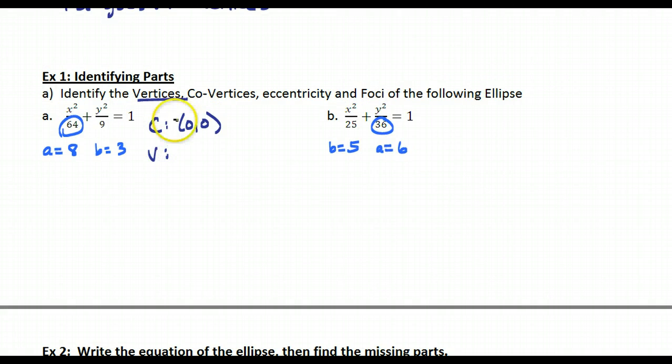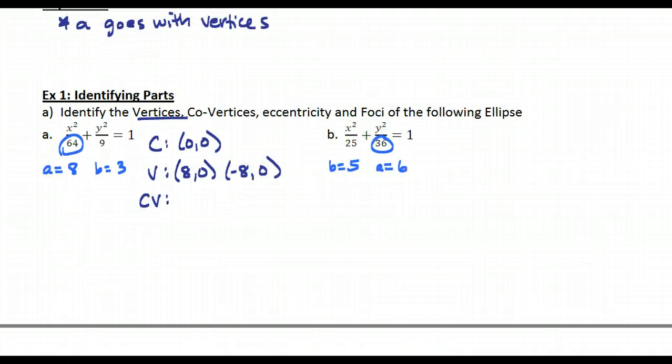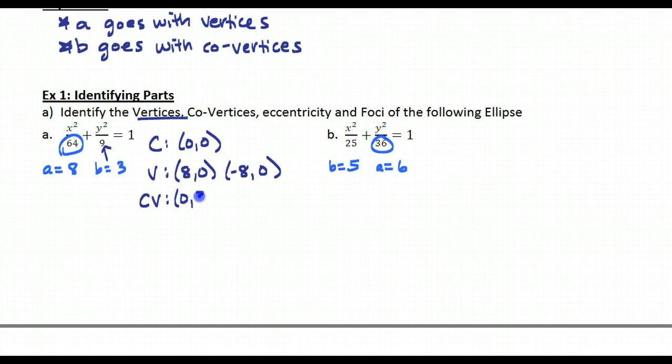My vertices, again, go with the x, so my vertices are going to be at (8, 0) and (negative 8, 0). And the co-vertices, which I'm going to abbreviate as CV, are always the b value. So I'm going to say under important, the b value always goes with the co-vertices. Also, b is with y, so I put it in the y spot. So my co-vertices are at (0, 3) and (0, negative 3).